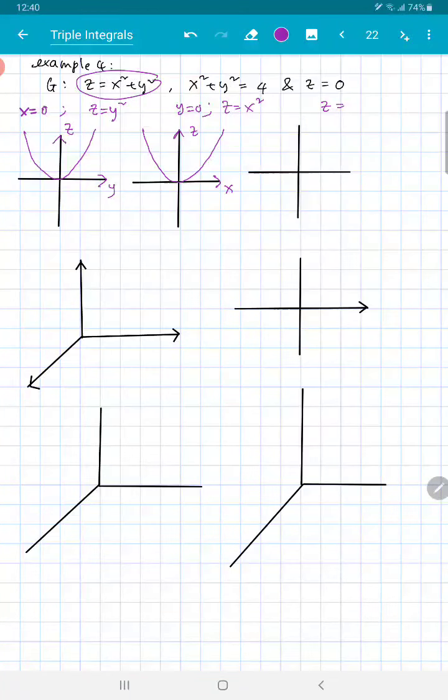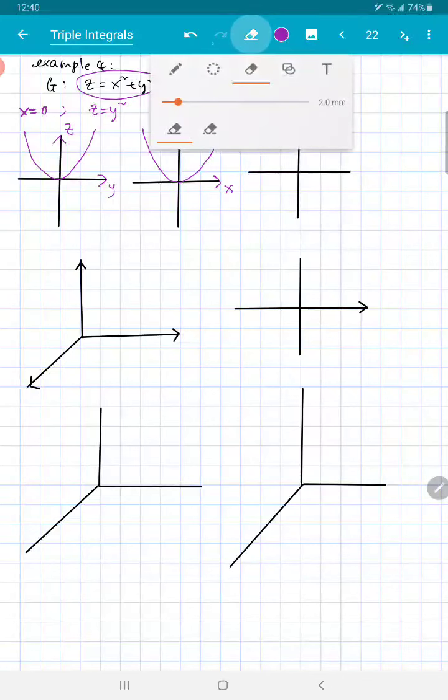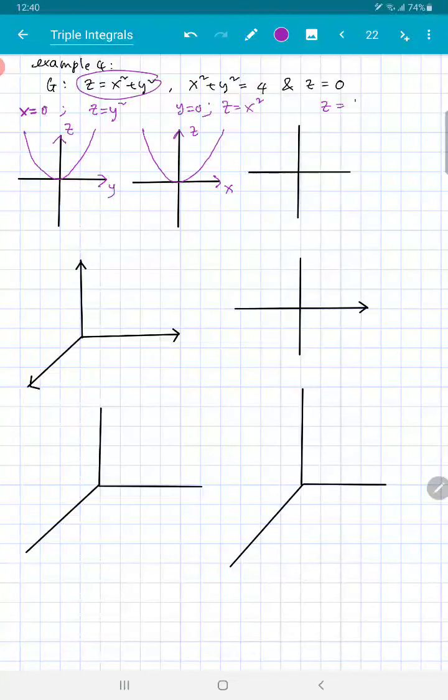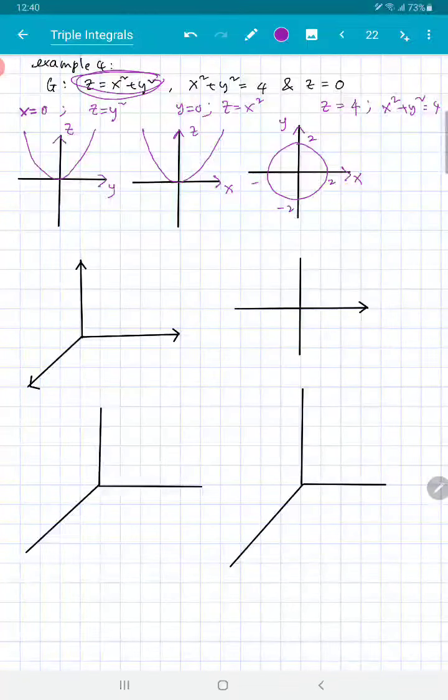So let's say you let z equal a constant 4. Okay, so if you let z equal a constant 4, then the equation would be x squared plus y squared equals 4. So that is a circle on the xy plane. If you plot this, you have a circle of radius 2. So here we have a circle of radius 2 if z is 4.